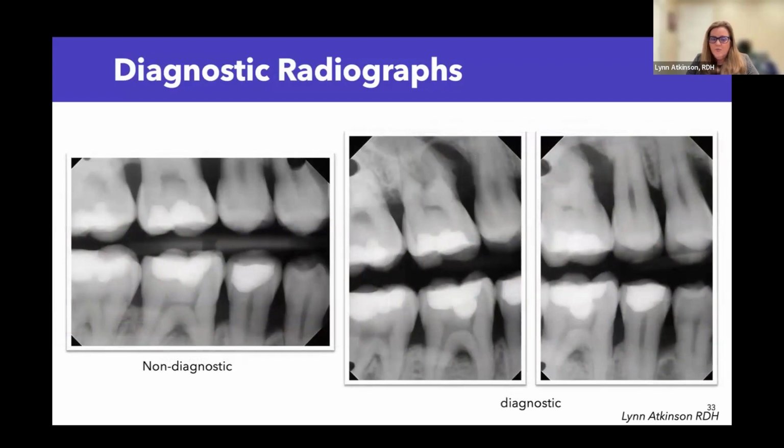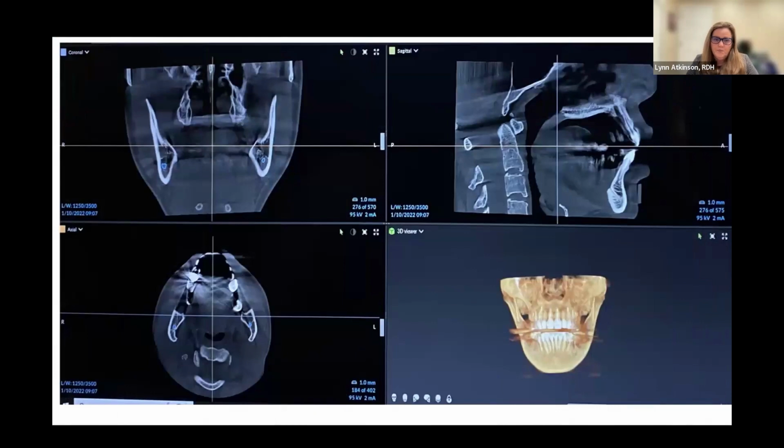This is just another example. If I get a horizontal bite wing, I had no idea that that's going on the mesial of number 3 there. And I can see more on the furcations and, again, the crest of the bone.